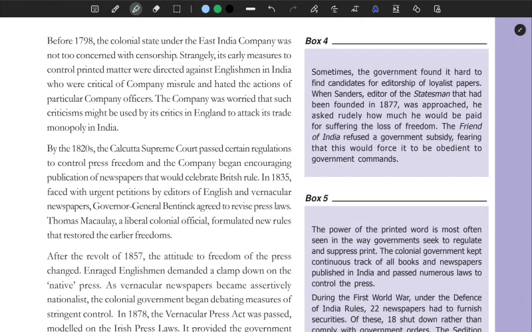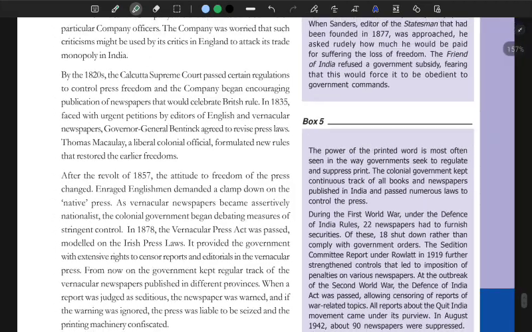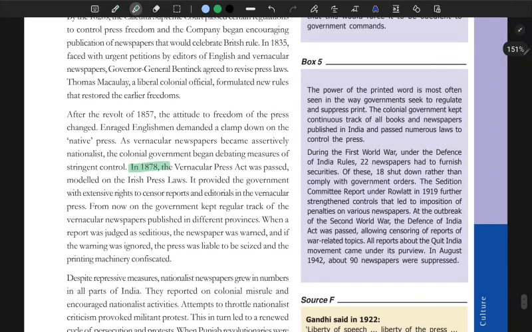So, and we have another Vernacular Press Act. We have this in 1878. The Vernacular Press Act was passed, modeled on the Irish press law, providing the government with executive right to censorship of the vernacular press. Right, so we have the censorship.